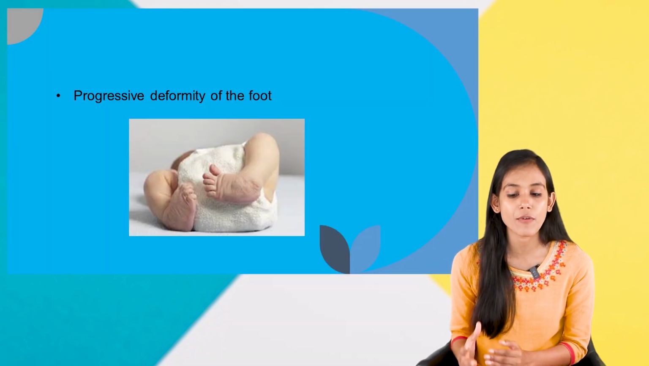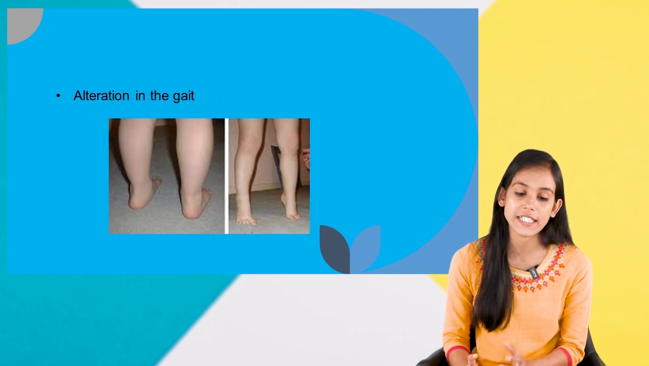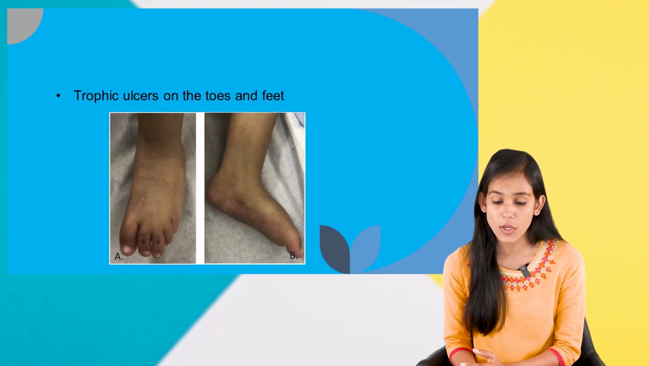The symptomatic children usually present after 6 to 8 years of age. We can see progressive deformity of the foot, changes in micturition pattern, alteration in gait, and trophic ulcers on the toes and feet. If there are progressive neurological deficits, it requires surgical intervention, basically laminectomy, and in some cases surgical correction can be performed even before the neurological deficits appear. In that case, myelo-CT and MRI help us confirm the diagnosis even before the surgery.